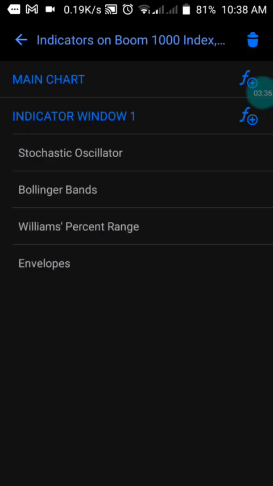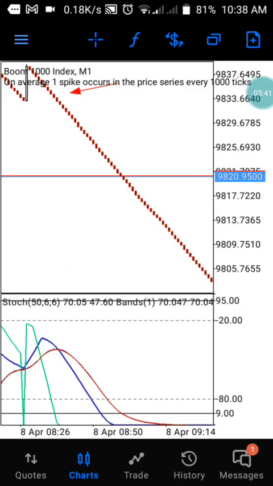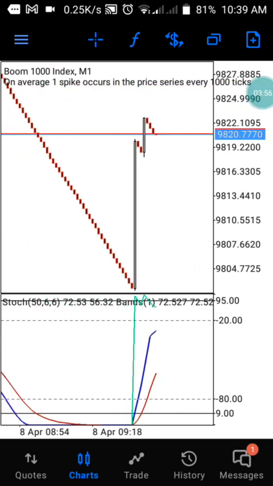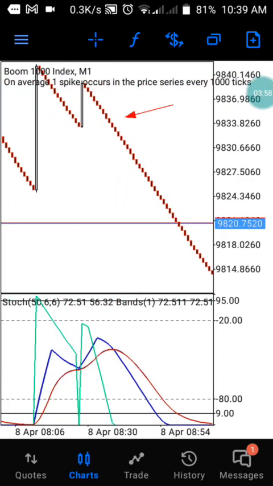When you press on done, then immediately you have this same setup on your charts. It always works better on 1 minute time frames, so you can use it to scalp on Boom 1000, and you can also use it to scalp on Crash 1000. But this is Boom 1000. Let me show you exactly how to know the right time to take the trade.